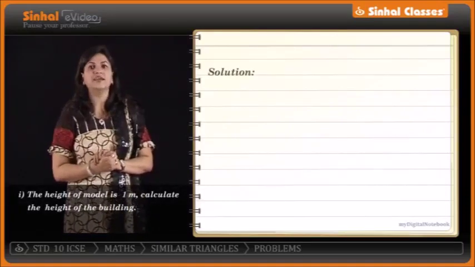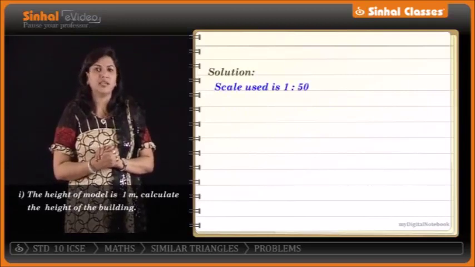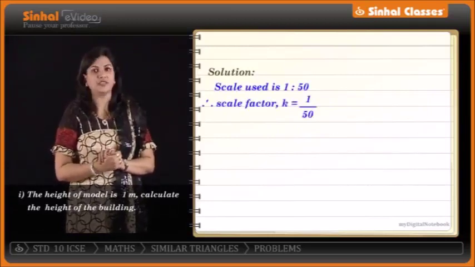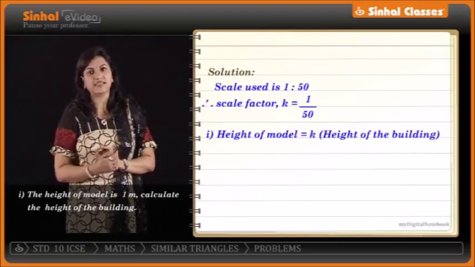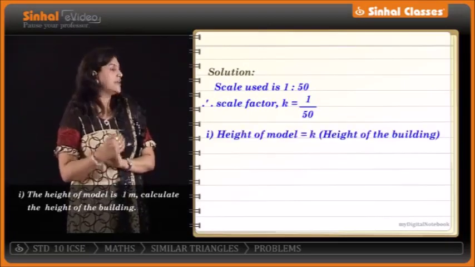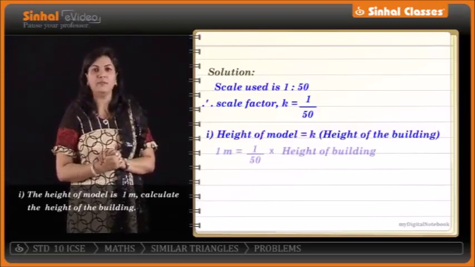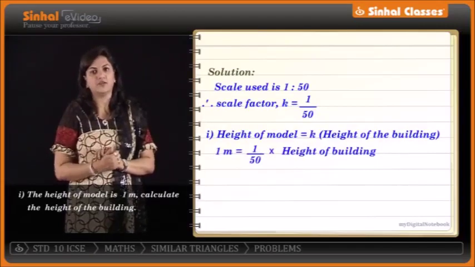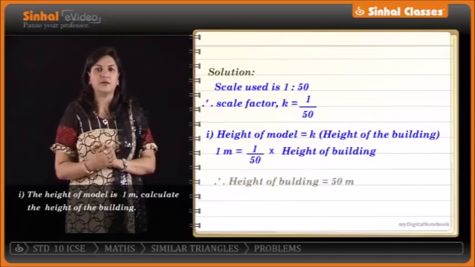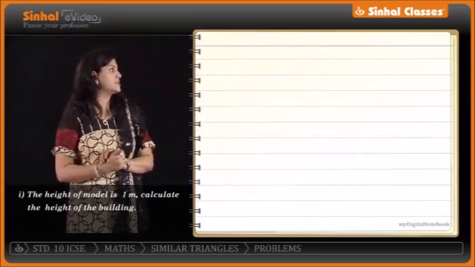Here we are given the scale as 1:50. So we take K as 1/50. We know height of the model will be K times the actual height, that is height of the building. So we write this as 1 meter is equal to 1/50 into height of the building. So the height of the building is 50 meters. So we've got the first part.